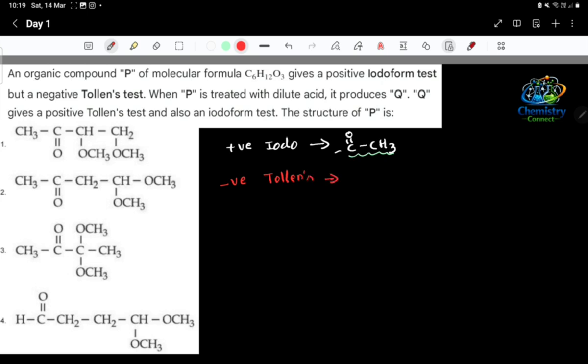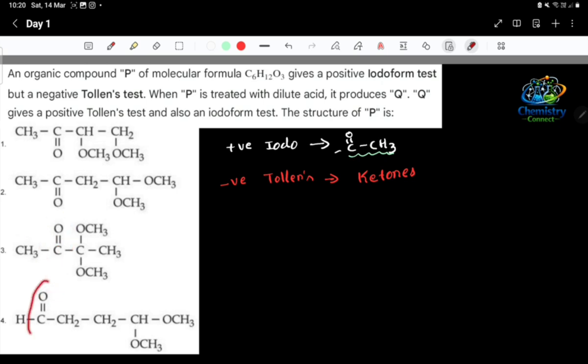And they have also told negative Tollens test. One thing you should know is that the Tollens test is positive for aldehydes but negative for ketones. So based on this, let us hunt. C double bond O CH3 should be there as well as a ketone group.